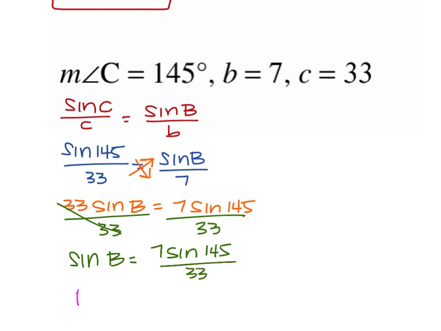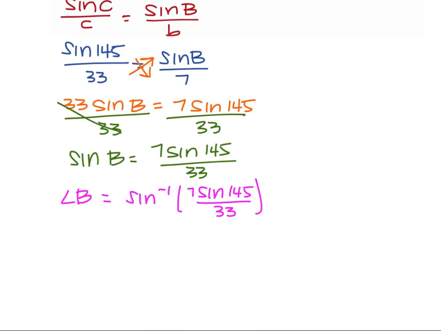So we're going to do B, or angle B, is equal to the inverse, so sine to the -1, of 7 sine 145 over 33. We use our calculator for this. So we're going to hit that second sine button. We have 7, regular sine 145, close the parentheses, divided by 33, close your parentheses again, and we get 6.98, so on. So angle B is 7 degrees.